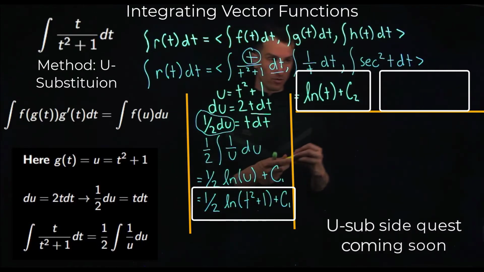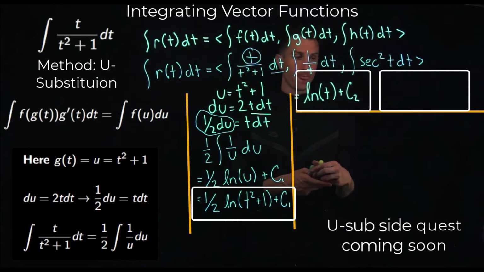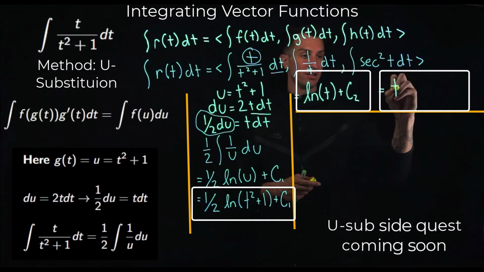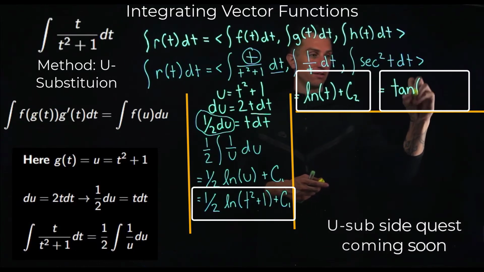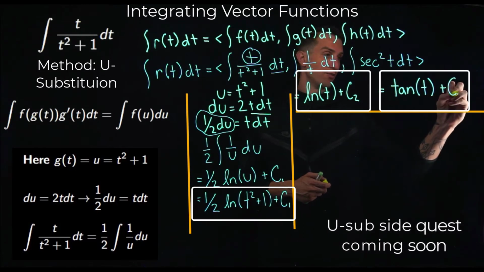And our final one, we might have to think for a second: what function, when I take its derivative, I get secant squared of t? Right, so what function, when I take its derivative, I get secant squared? Well, in this case, it's going to be tangent of t plus, and we'll just say, c3.